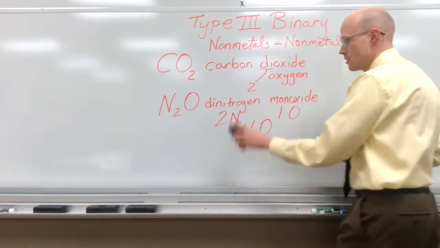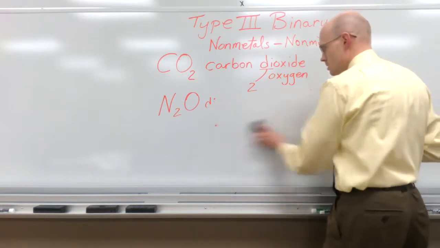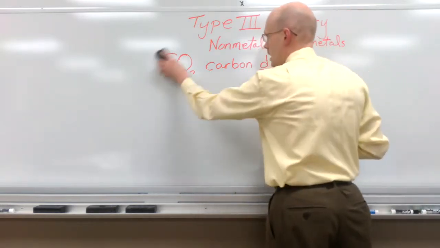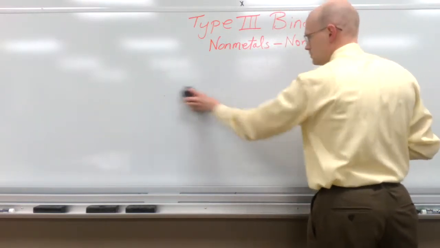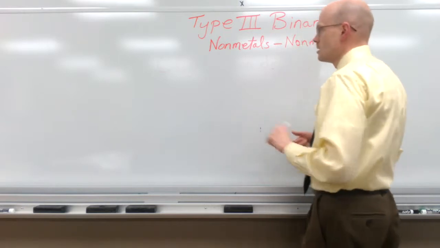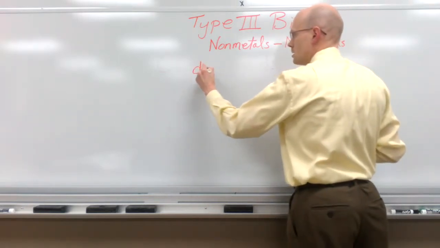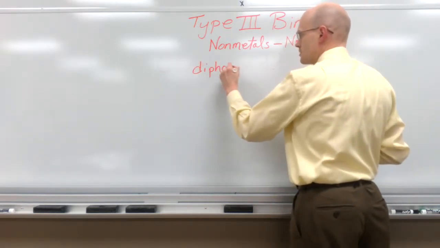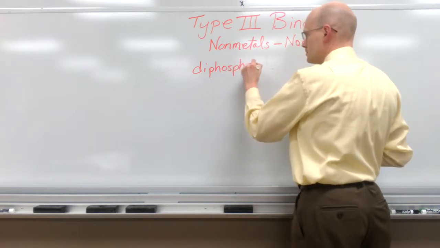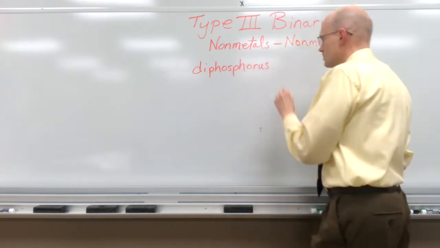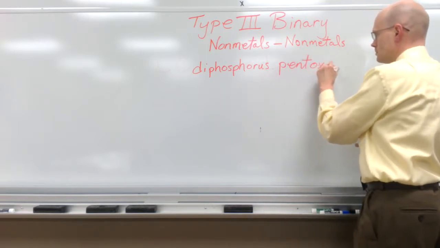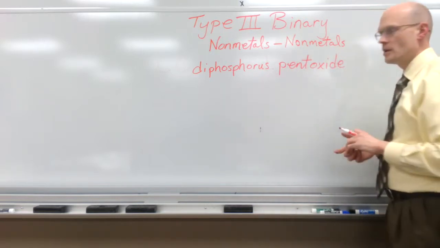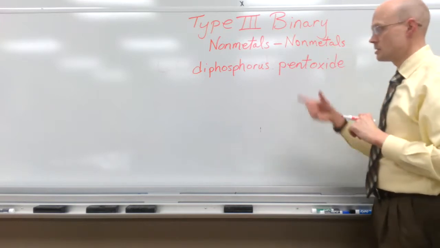Now, let's try some the other way. Let's have the name and create the formula. Let's try diphosphorus pentoxide. Diphosphorus pentoxide. So let's take it apart.